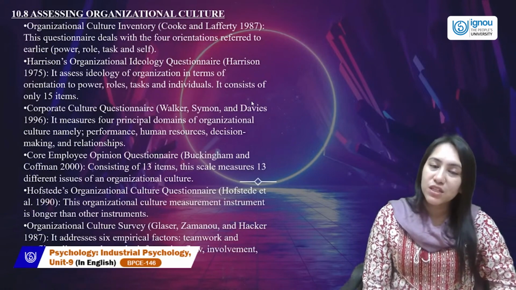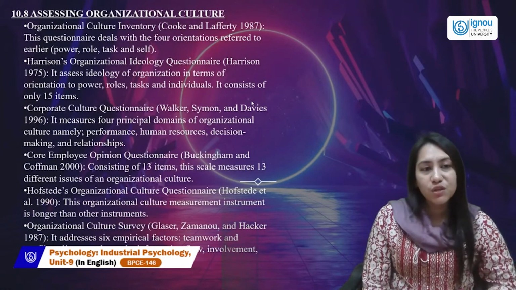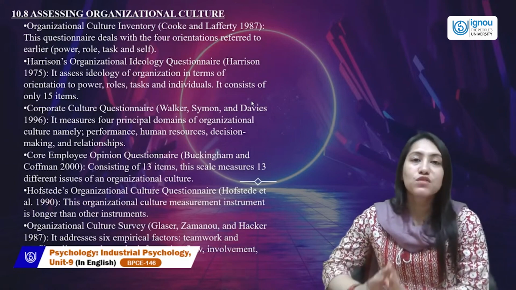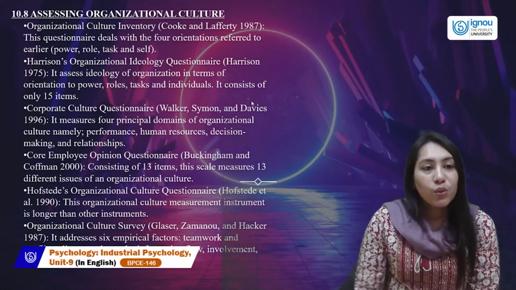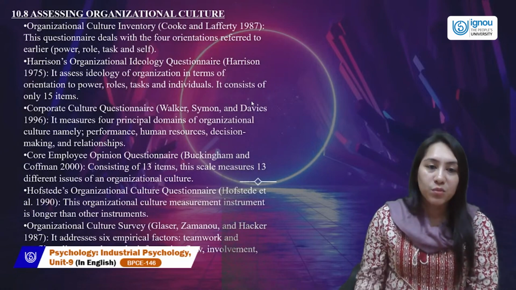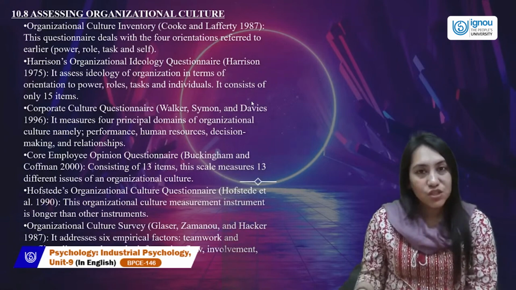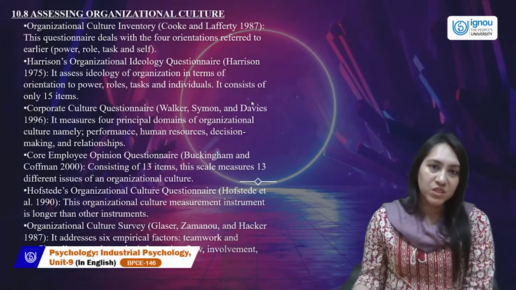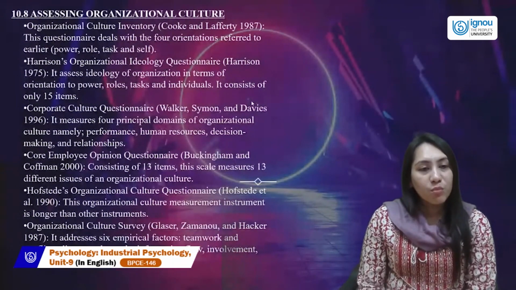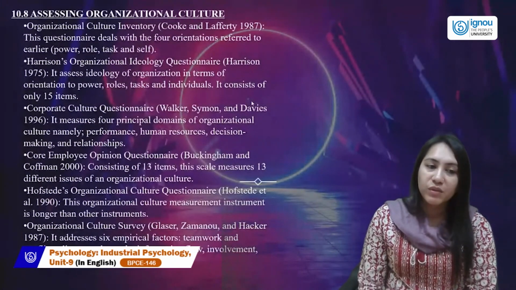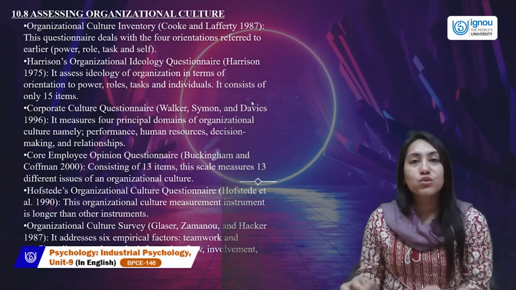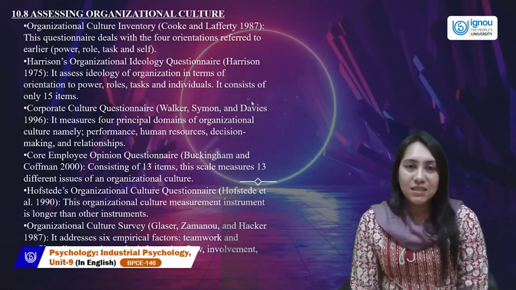Then there is Harrison's organizational ideology questionnaire. This ideology questionnaire of Harrison in 1975 assesses the ideology of an organization in terms of power, role, task, and individuals. It consists of just 15 items, which is 15 questions. Then we have another, the corporate culture questionnaire, which was given by Walker, Symon, and Davis in 1996. It measures four principles under organizational culture: performance, human resources, decision making, and interpersonal relationships. So again, very different components are being tested. Then we have the core employee opinion questionnaire given by Hoffman and Bunkiman in 2000. It's not very old. It has 13 items, which is 13 questions. That's all. And a lot of different issues of organizational culture are assessed in this questionnaire.